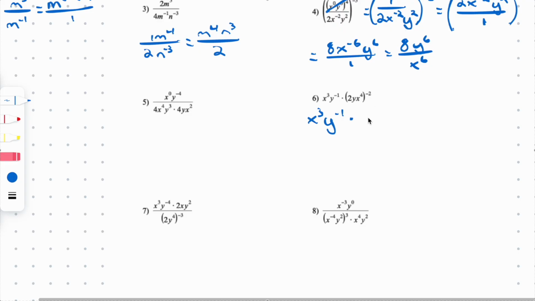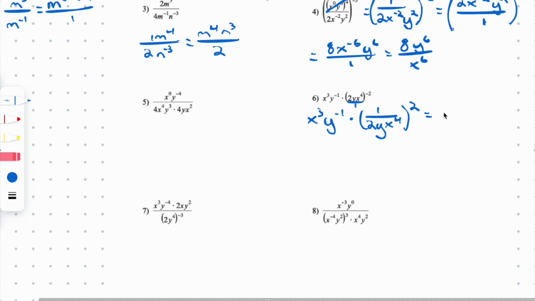Okay, so we have 2y x to the 4th to the -2nd power. I'm going to get rid of this -2nd. This is essentially over 1. So what I'm going to do, I'm going to take the reciprocal. I'm going to do 1 over 2y x to the 4th and all of that squared.